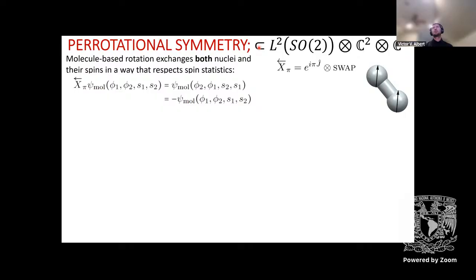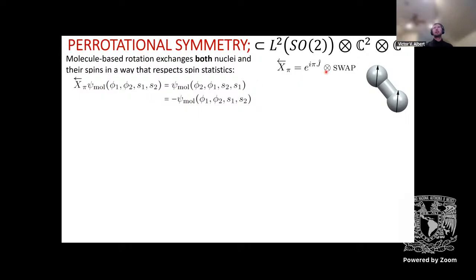So you have this full space, but you know there's a symmetry, and you have to constrain it. So we play this game again. What is the symmetry? Well, the symmetry now acts in a composite way on this rotational sector and on the nuclear parts. What the symmetry does is it exchanges both the positions and the spins of the molecule.